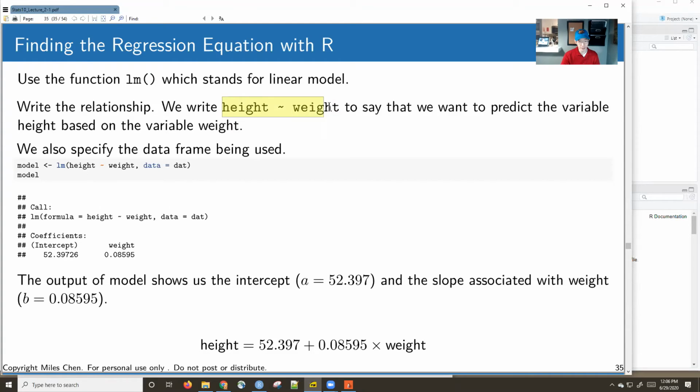And that's how we write this. We write height tilde weight. If you wanted to predict weight based on height, you would write LM weight tilde height. So the one that comes before, in front of the tilde, is the value that you want to predict. We are predicting height. And then the variable that comes after the tilde is the variable being used to make the prediction.